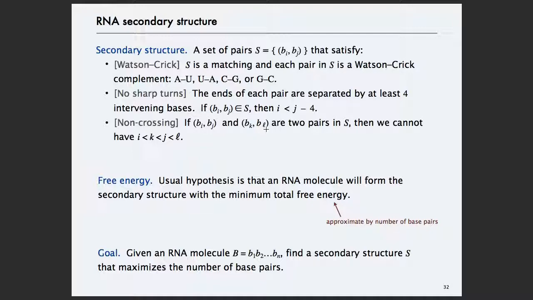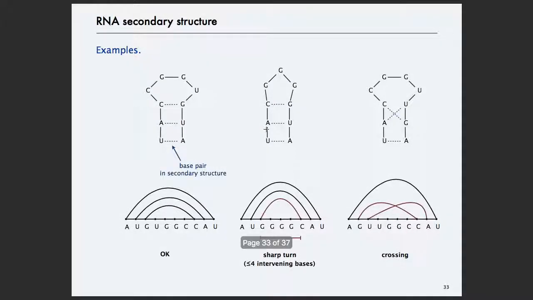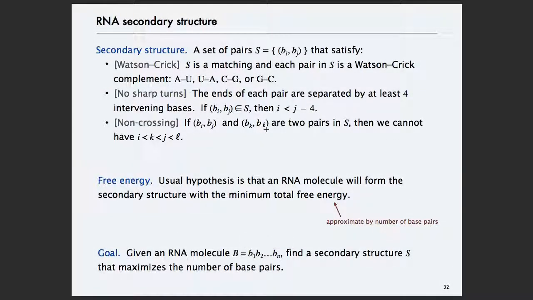So the goal for the dynamic programming algorithm is, given this RNA molecule, which is a string of characters, find a secondary structure S that maximizes the number of base pairs.